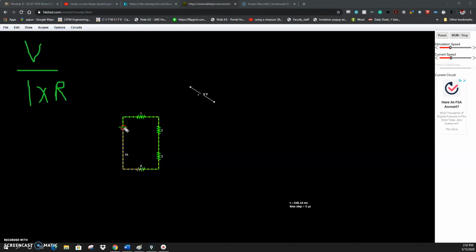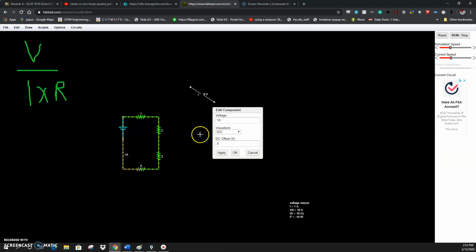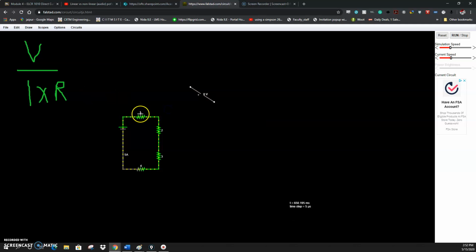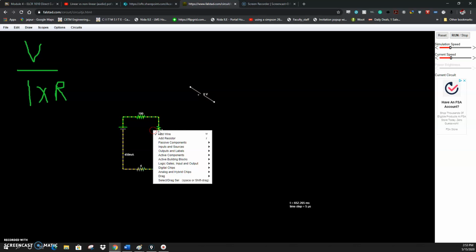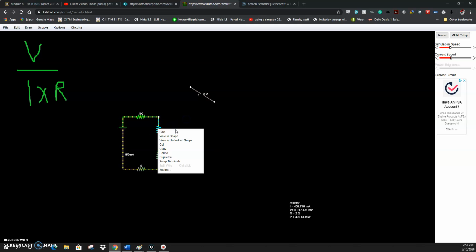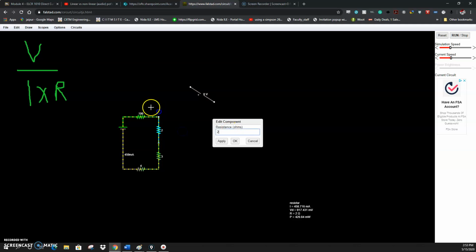Now we're going to edit these values. I got to go back to my mouse pointer. There we go. We'll right click on our source, say edit, and we'll make that 50 volts. And we're going to right click on this first guy, and we're going to make him 10 ohms. Let's make him 100 ohms. Did that. And we're going to right click on, if I can ever right click, there we go. We're going to edit him. We're going to make him 50 ohms.